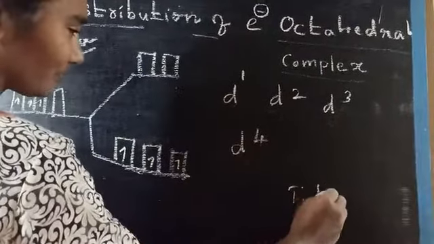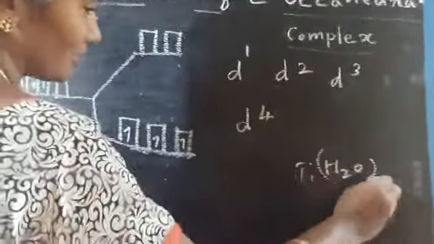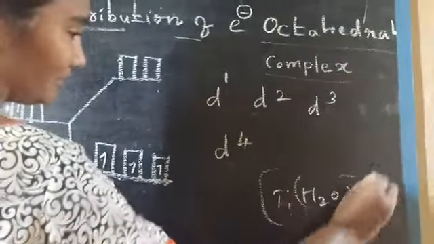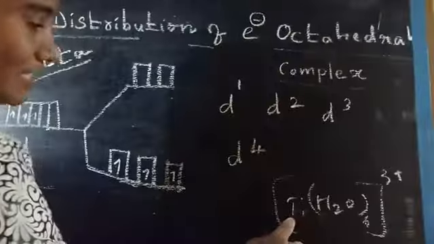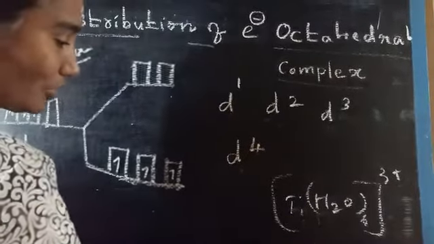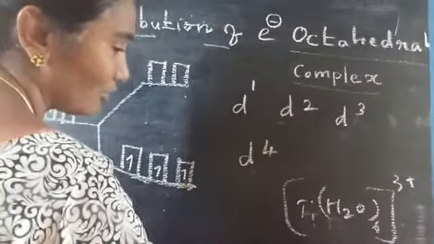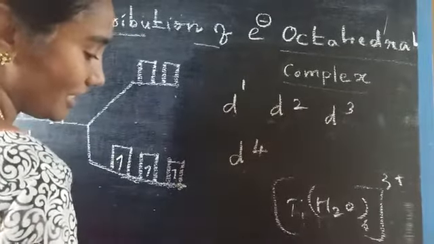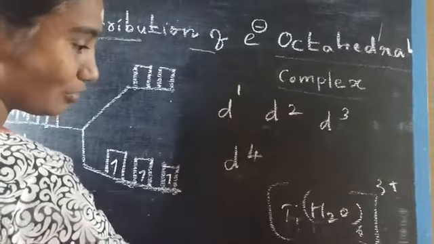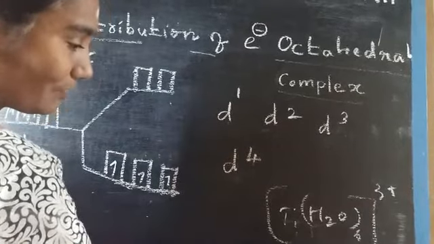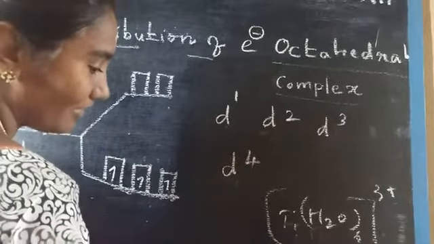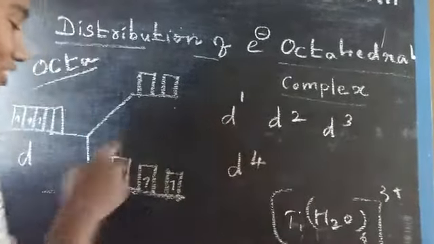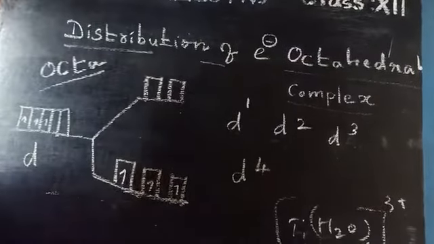Titanium, [Ti(H2O)6]3+. Titanium atomic number 22, so 3d2 4s2. Titanium oxidation state 3 plus, so 2 from 4s and 1 from 3d, so remaining 3d1. So this alone I'm writing here. Are you clear, children?